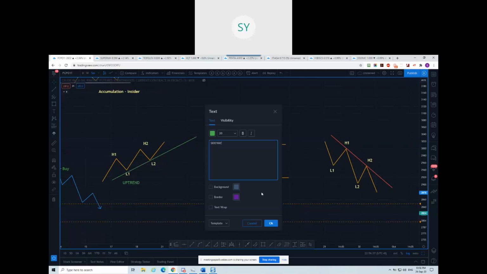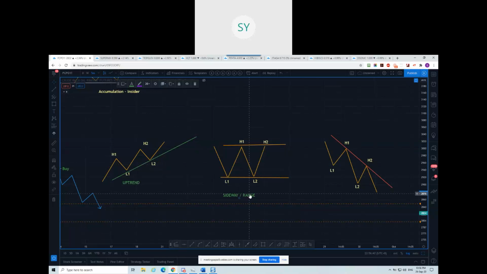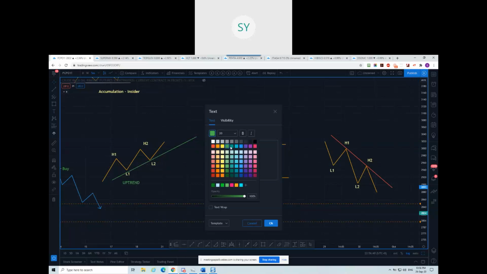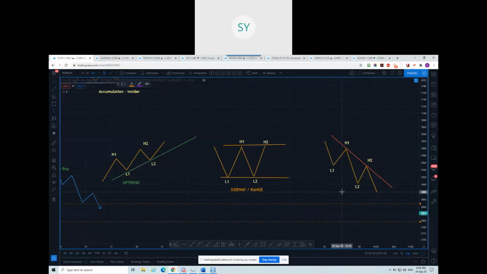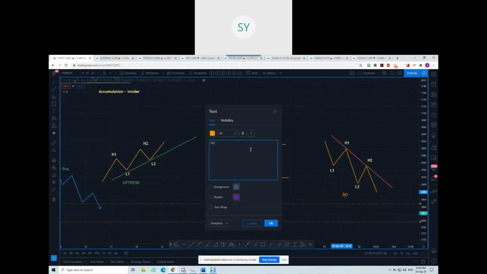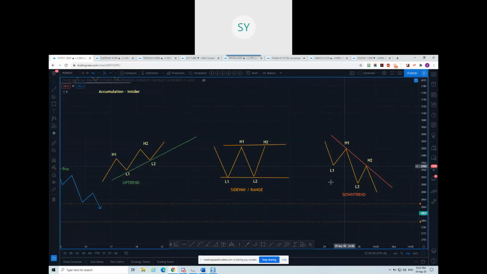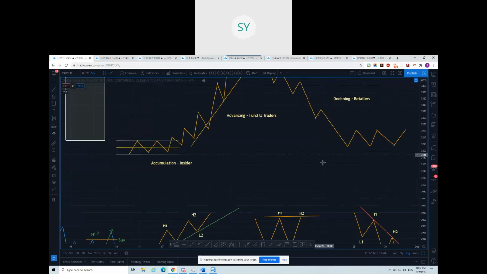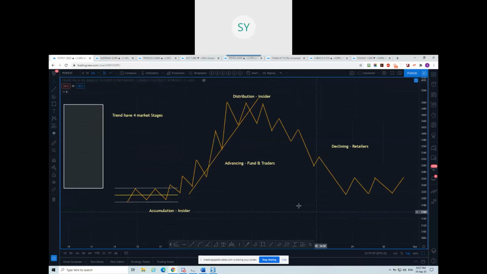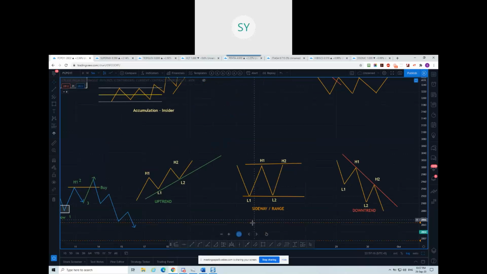Sideway or range. I put this orange color. Not going anywhere. And this one is a downtrend. So far, the market structure that we've gone through just now, basically they are the puzzle pieces of this uptrend, sideway, and downtrend.